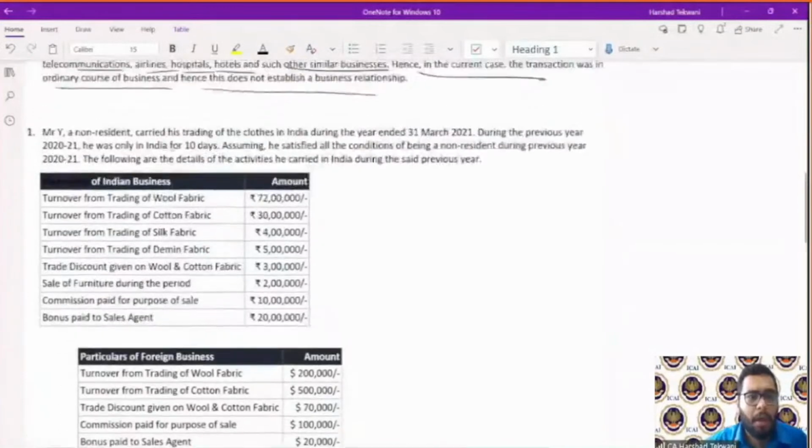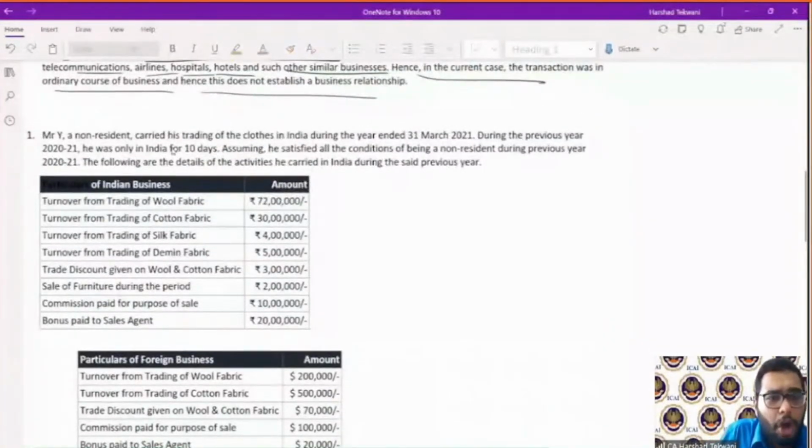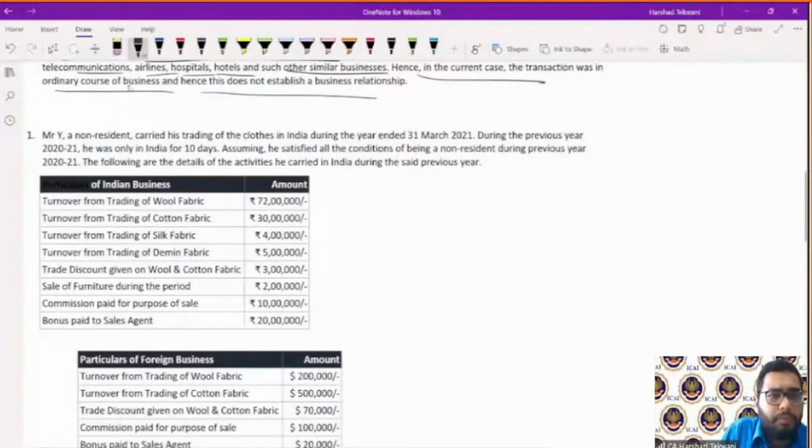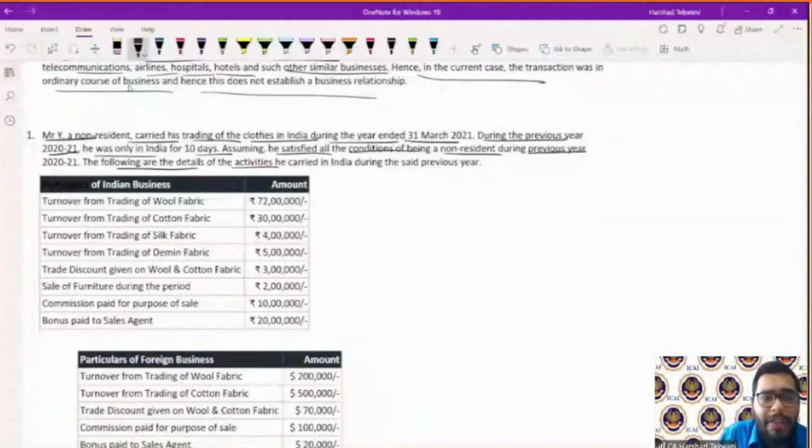Mr. Y, a non-resident, carried on his trading of clothes in India during the year ended 31st March 2021. During the previous year 2021, he was in India only for 10 days. Assuming he satisfied all the conditions of being non-resident during the previous year, the following are the details of the activity he carried on in India during the same previous year.